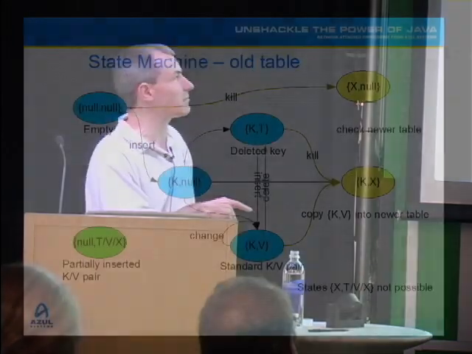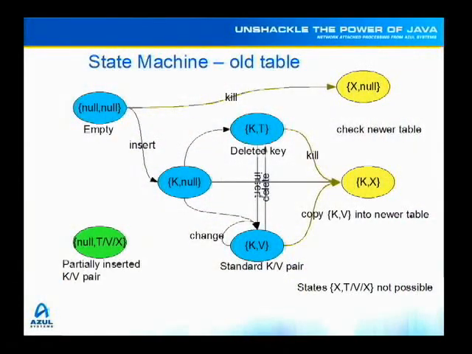This is the same state machine I had before, except I added the 2 yellow states on the right. One of them is where I take an empty slot and mark the key out so no one can try to insert a new key into the old table. The other is where I took an existing key-value pair and marked it out, indicating that I have successfully copied it into the new table, and you're on the wrong table now.